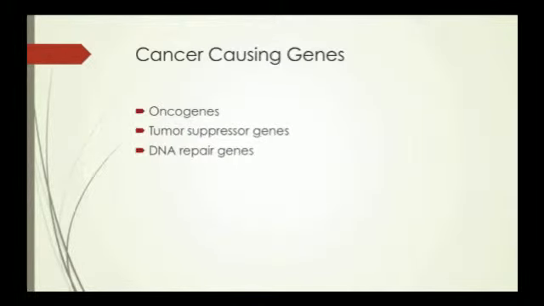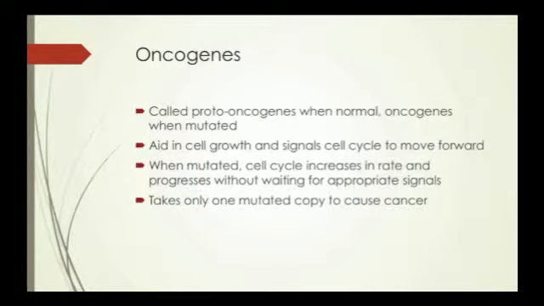Okay, so these are the 3 main cancer-causing genes. They're oncogenes, tumor suppressor genes, and DNA repair genes. So oncogenes are called proto-oncogenes when they are normal, and they're called oncogenes when they're mutated. Their function is to aid in cell growth and send signals telling the cell to go through the cell cycle and divide. However, when they get mutated, the oncogenes constantly send these signals and the rate of cell divisions increase. So the cells are constantly dividing and there's too many cells, and that results in tumors.